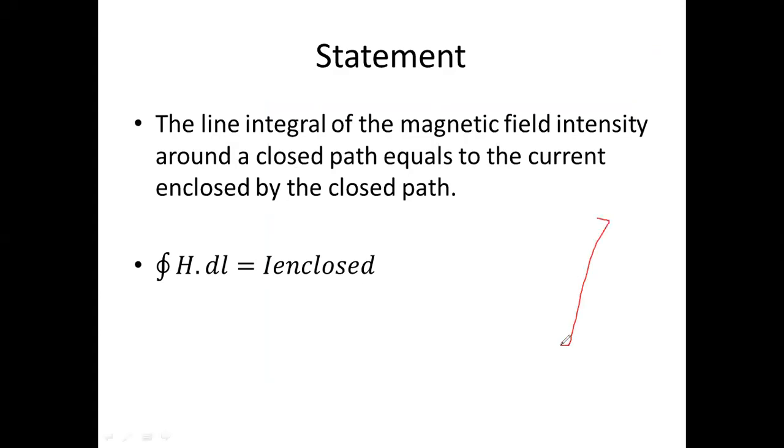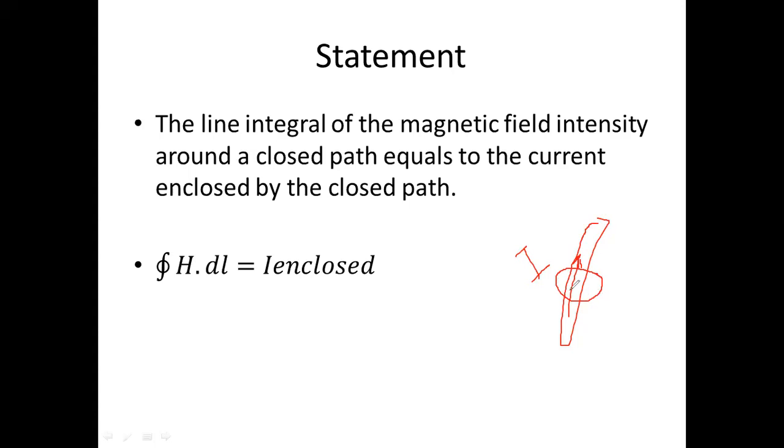Let's suppose we have a conductor, and the current is flowing through that conductor, so it is a current carrying conductor. Let's suppose I current is flowing through that conductor. Now, the current carrying conductor produces a magnetic field around it. So for example, this is a closed path of the magnetic field intensity around this current carrying conductor.